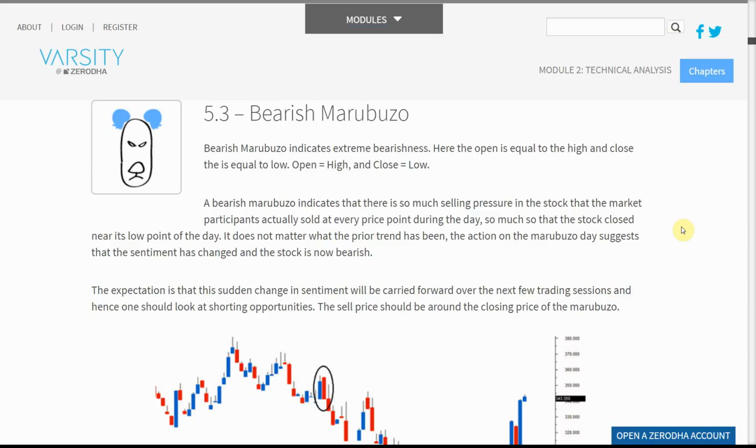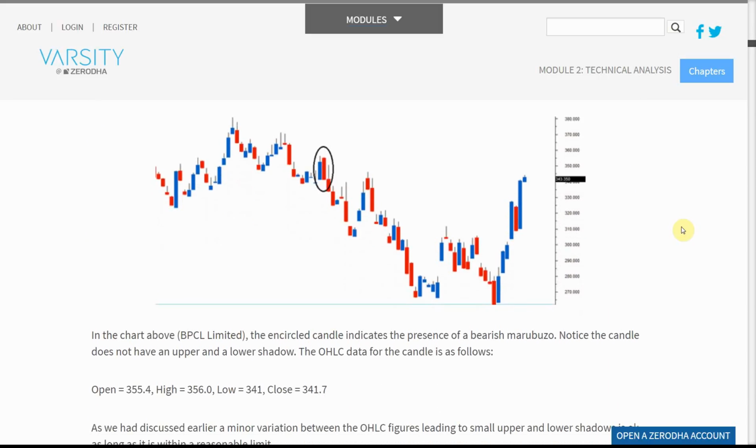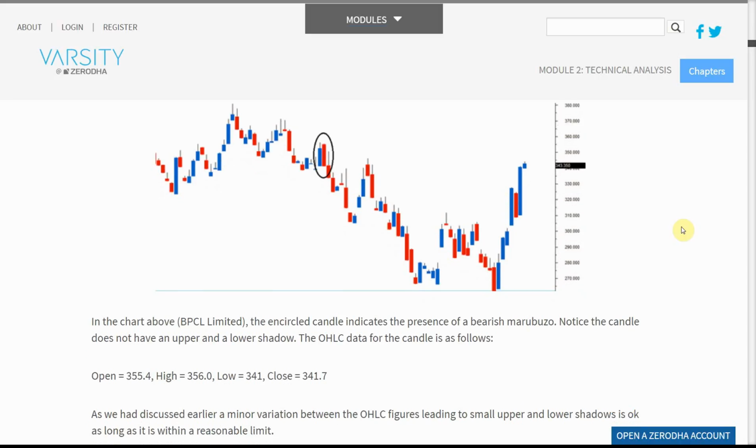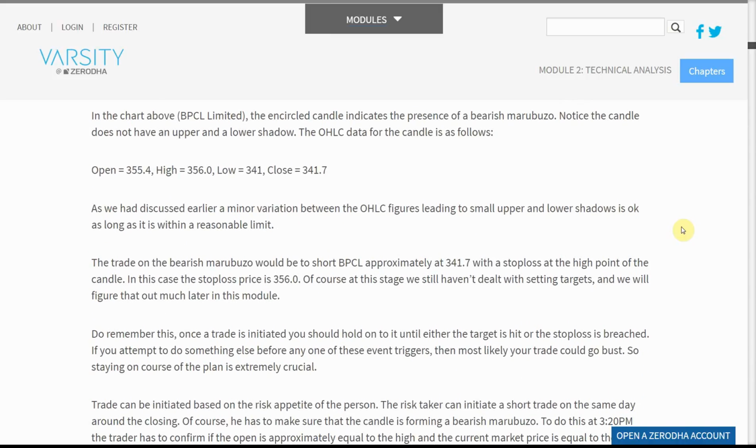The sell price should be around the closing price of the Marubozu. In the chart above, BPCL Limited, the encircled candle indicates the presence of a bearish Marubozu. Notice the candle does not have an upper and a lower shadow. The OHLC data for the candle is as follows. Open equals 355.4. High equals 356.0. Low equals 341. Close equals 341.7. As we had discussed earlier, a minor variation between the OHLC figures leading to small upper and lower shadows is okay as long as it is within a reasonable limit.